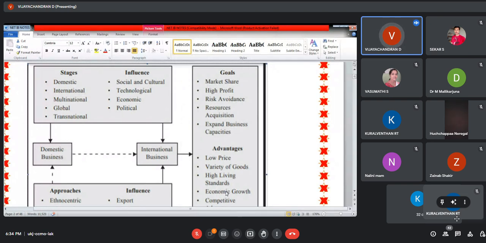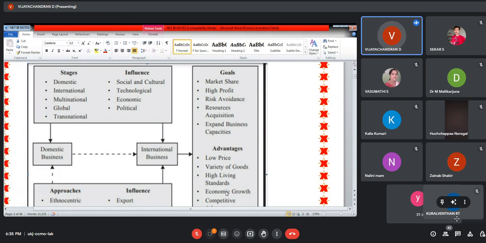Then in the next stage, the third stage, multinationalization, so more than one country. They will trade with more than one country. And the fourth stage, globalization, where they will have a separate office in the majority of the countries. And the next one is transnationalization, where they will have businesses in almost all the countries globally. So these are the stages in IB. First is domestic, second is internationalization, next is multinational, fourth is globalization, and fifth is transnational. These are all the stages in international business.